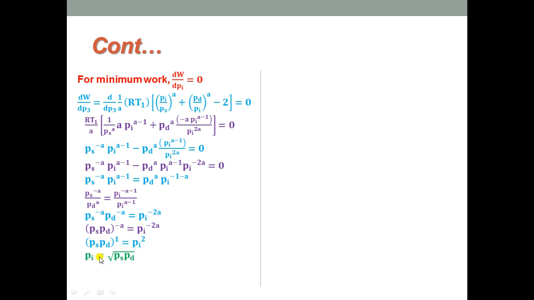Then we can write Pi is equal to root of Ps Pd from this expression, as A gets cancelled on both sides, and the negative sign will also get cancelled. Further, from the above expression we can say that this holds for the same index value of n and when cooling is perfect. So this expression can be used to find the intermediate pressure of a multi-stage compression process.